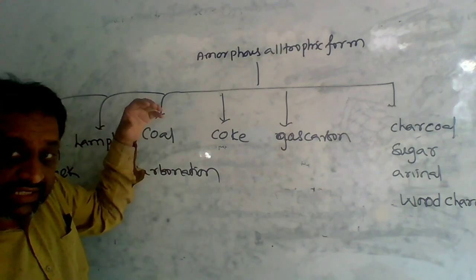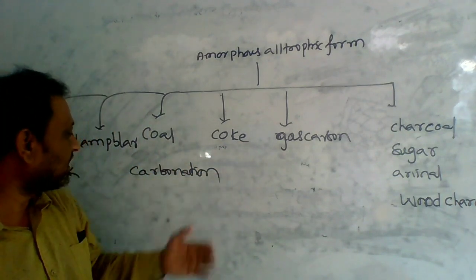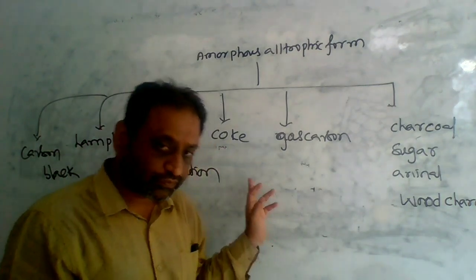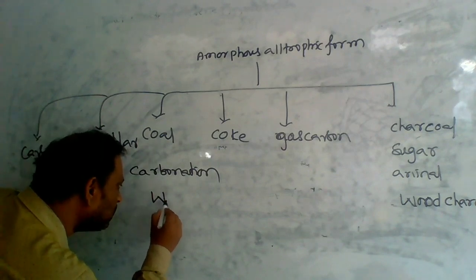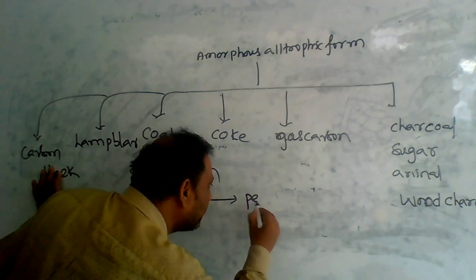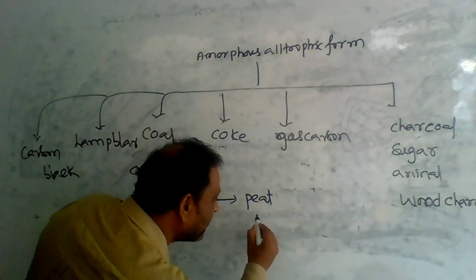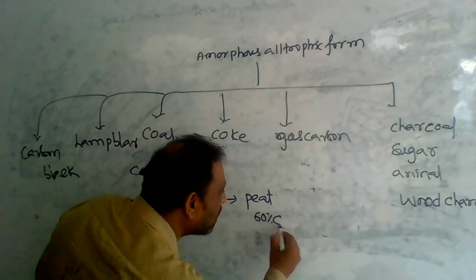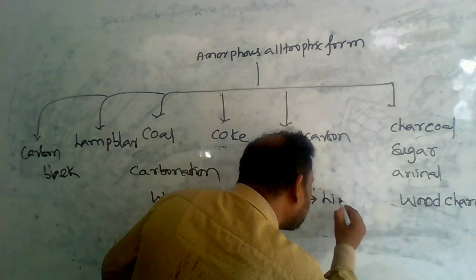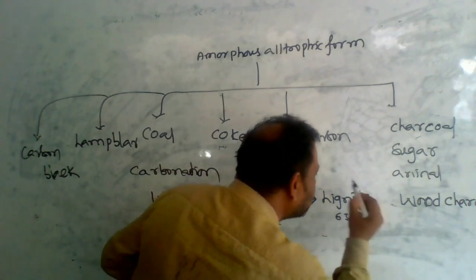As 500 million years ago, plant bodies and animal bodies were buried inside the earth's crust. Due to the carbonation process, they are slowly converted into coal. First, wood and vegetable matter are converted into peat. Peat is one type of coal, impure coal. Peat coal contains nearly 60% carbon. That peat coal is again converted into lignite coal. Lignite coal nearly contains 63% carbon.